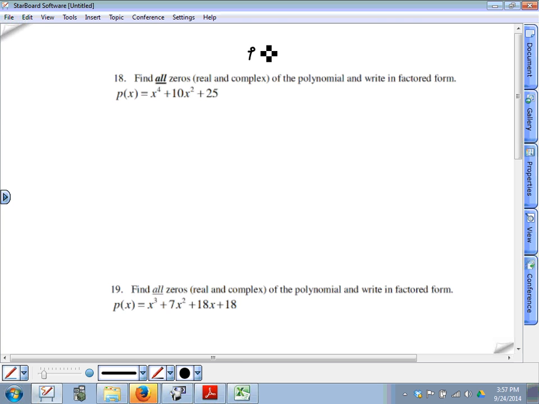If you did the P and Q theorem, P over Q, you get plus or minus 1, plus or minus 5, and plus or minus 25. You could test every single one of those and none of them work. What that means is the zeros of this polynomial are not rational. They're either irrational or imaginary, which are a little bit harder to find sometimes, but this one can be done.